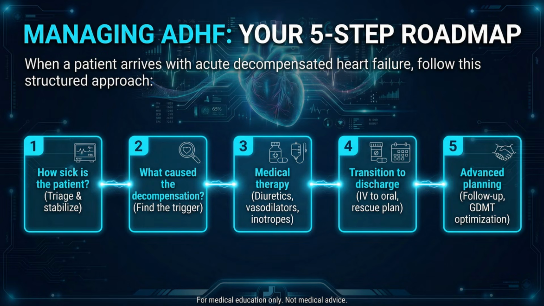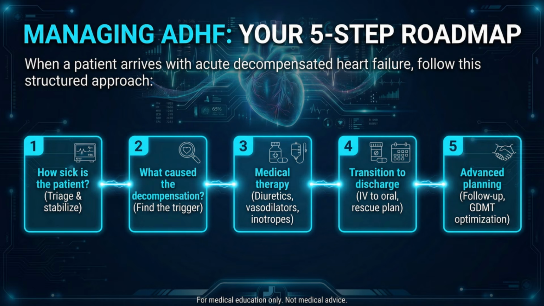When a patient with acute decompensated heart failure presents, it can feel overwhelming. To bring order to the chaos, we use a structured, 5-step roadmap. First, how sick is the patient? This is your initial triage and stabilization. Second, what caused the decompensation? We must always hunt for the trigger.